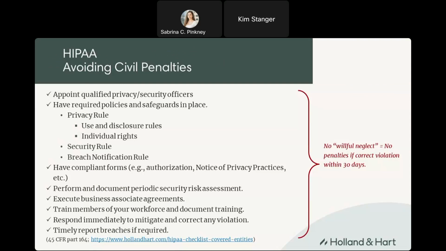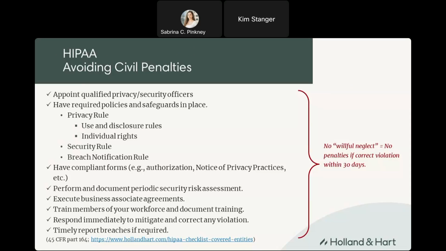Now, the key to avoiding those HIPAA civil penalties: if you do certain things, then you can avoid willful neglect and you can avoid those penalties so long as you correct the situation. So my quick checklist for helping you ensure that you comply with HIPAA is to do the following. Make sure that you appoint qualified privacy and security officers. Make sure you have the required policies and safeguards in place.